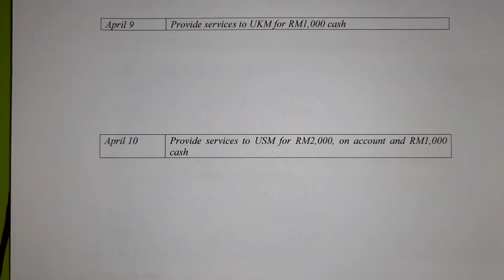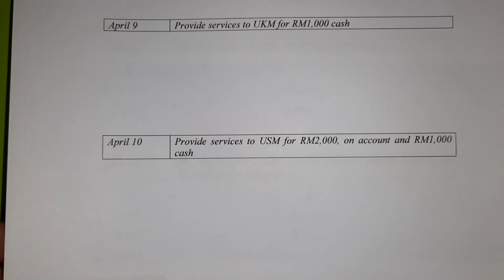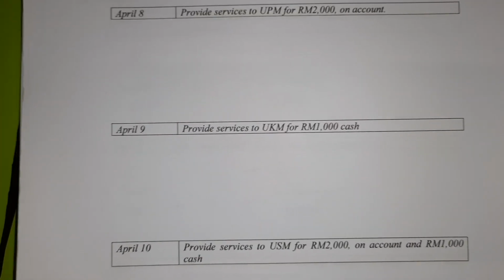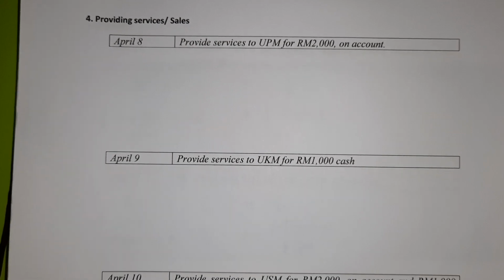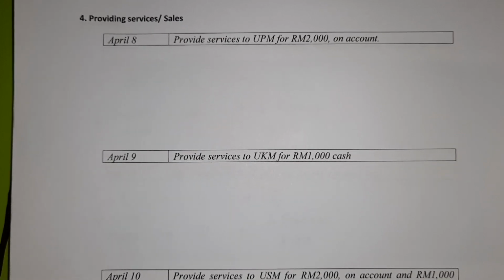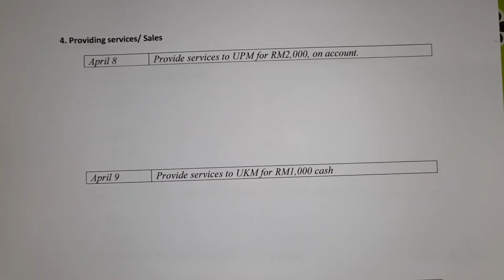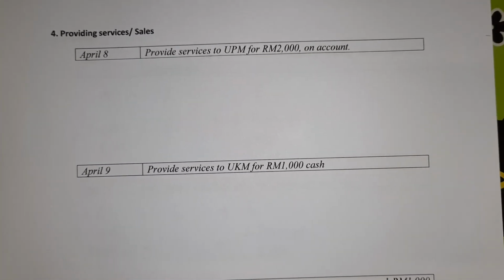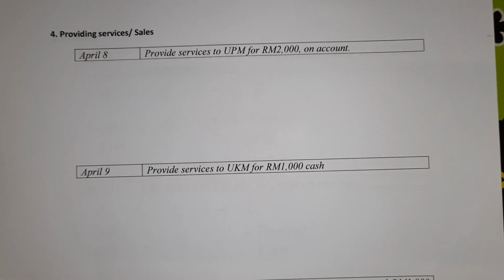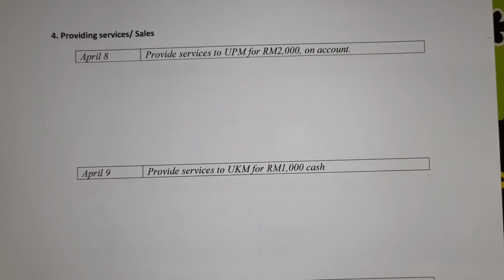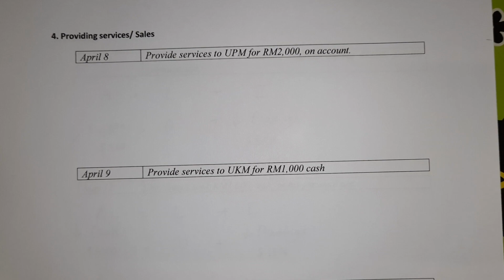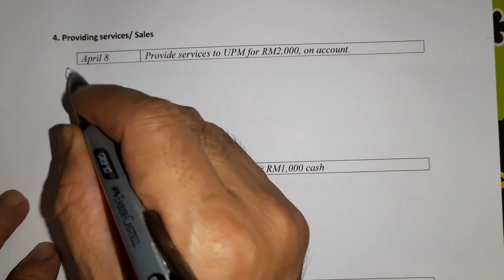Okay, this is the next thing related to providing service. You don't have to do the sales because our focus is all on service businesses. So you focus on the service. April 8, the business provides services to UPM, 2,000 on account. So what happened to the asset, liability, and equity?